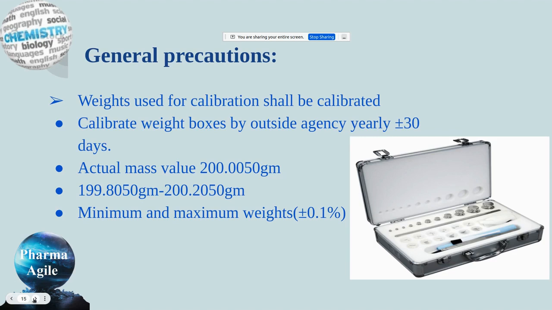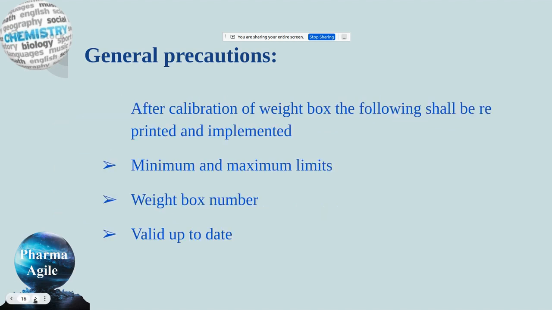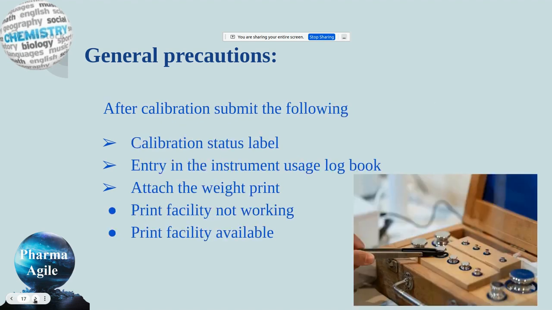actual mass value. Every time after calibration of the weight box, the following shall be reprinted and implemented: the minimum and maximum limit calculated as above for all weights, and the weight box number valid up to date. After calibration, submit the raw data for checking. Calibration status label: the analyst shall update the calibration status label and make an entry in the instrument usage logbook.